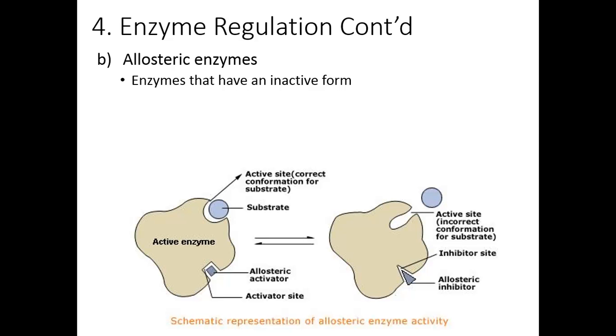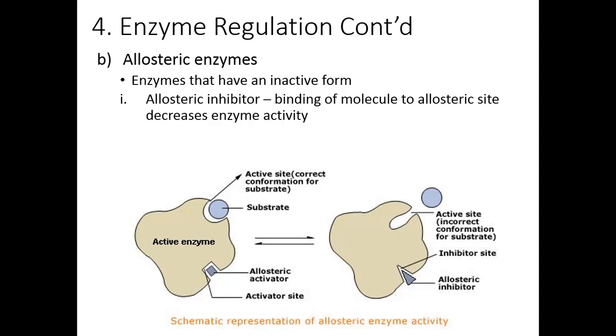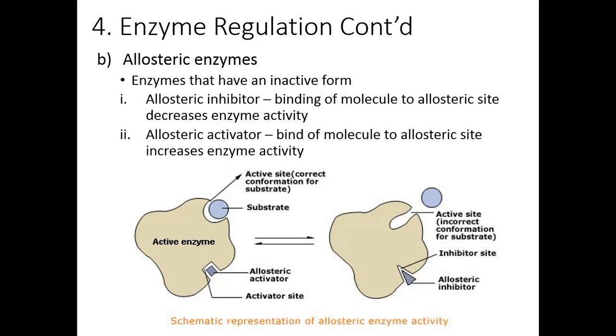Okay, an enzyme that has an active and an inactive form is called an allosteric enzyme. And it usually has a molecule that will bind to its allosteric site, and it may inhibit the enzyme, which would be an allosteric inhibitor, or it can also have an activator, which would be an allosteric activator. So the binding of this molecule will increase its ability to function as an enzyme.